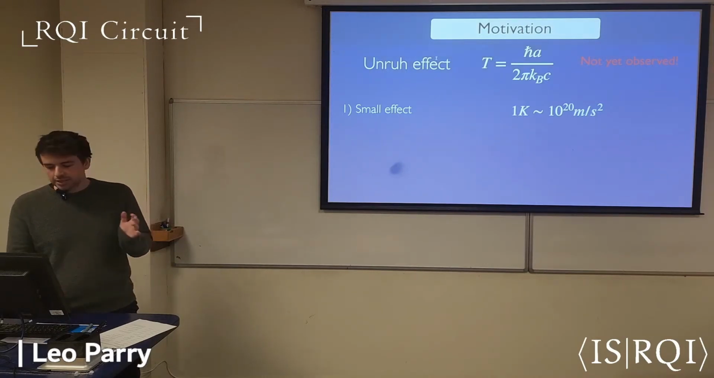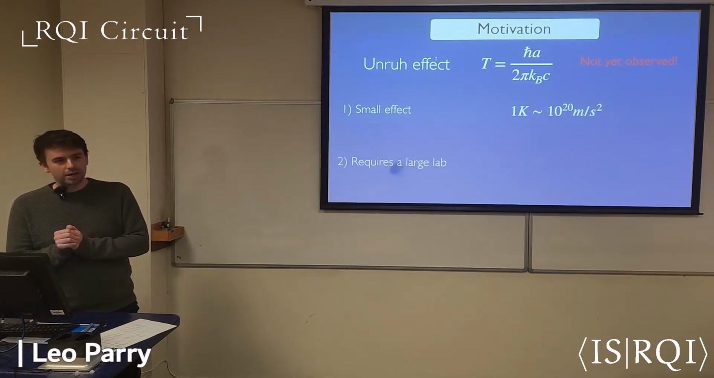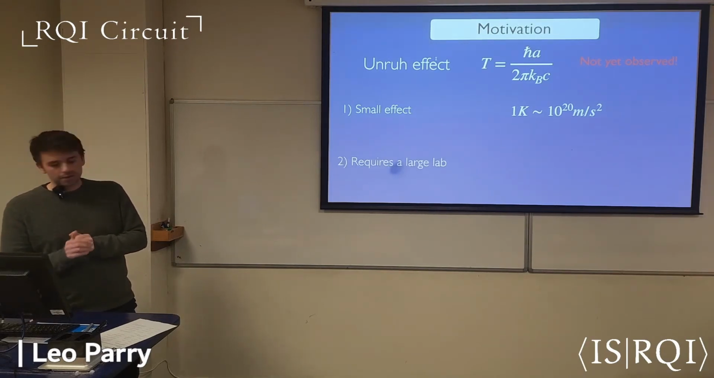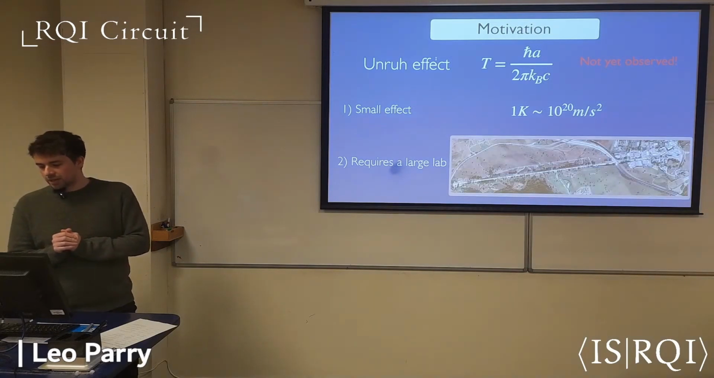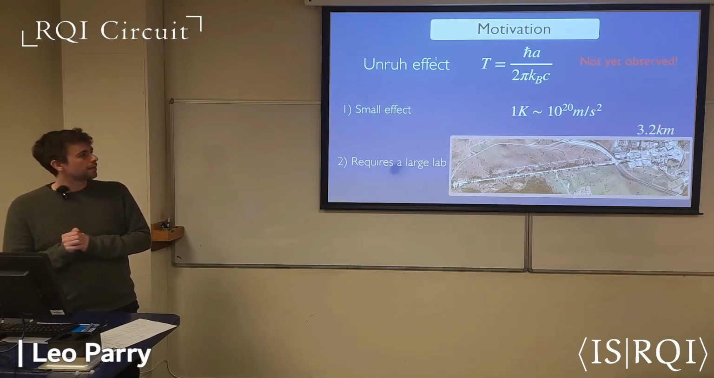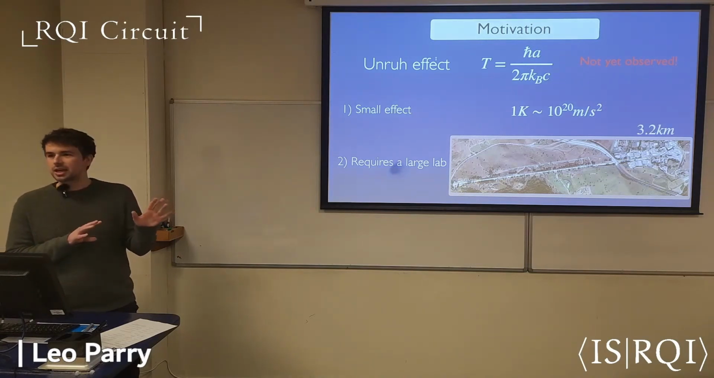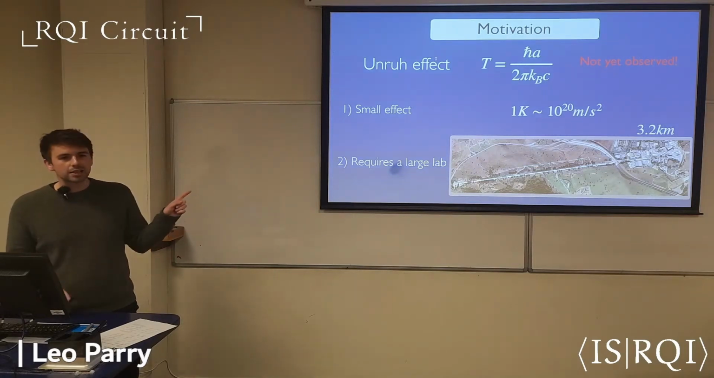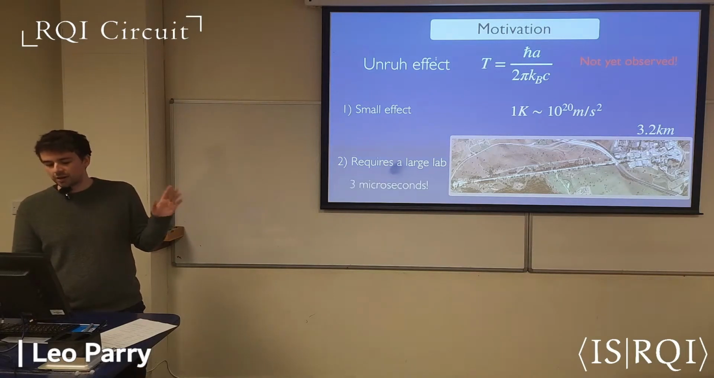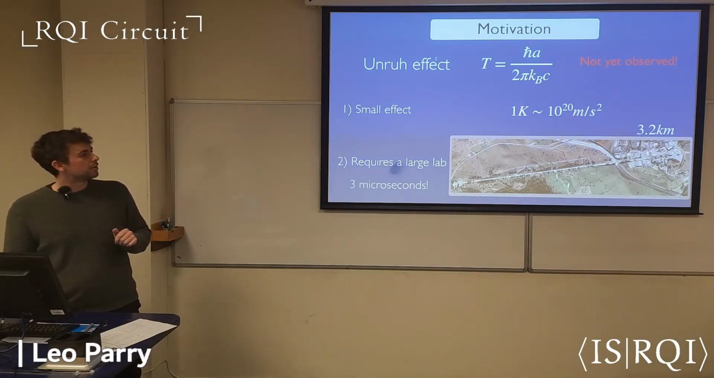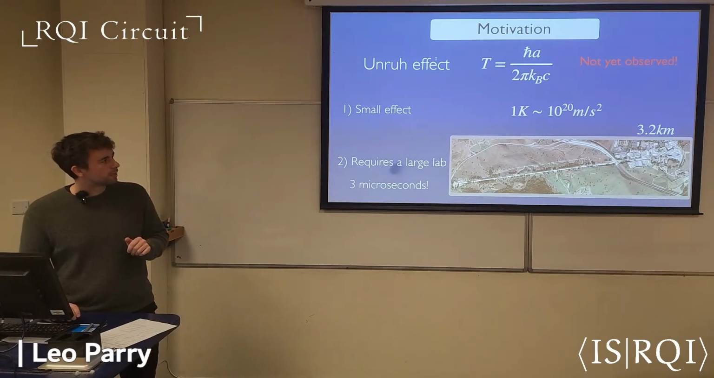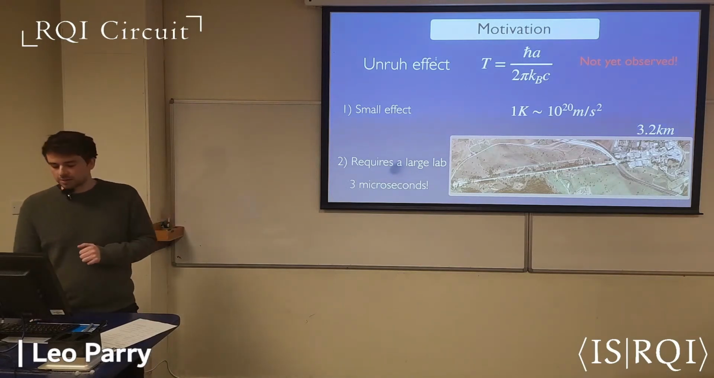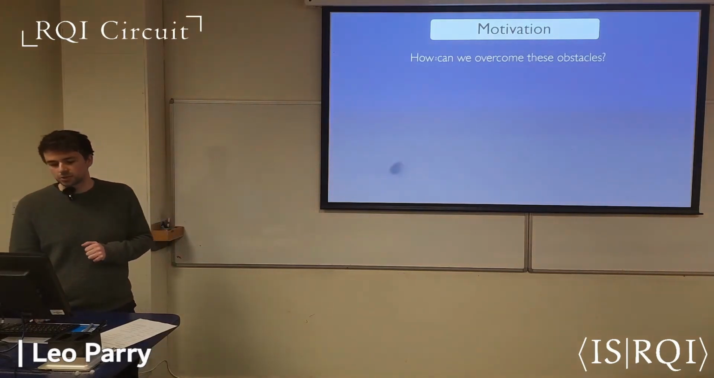The second reason is that it requires a very large lab. So here I have a picture of the Stanford Linear Accelerator, which is around 3.2 kilometers long. So if we had a system that was accelerating at 10 to the 20 meters per second squared, it would travel the length of this accelerator in around 3 microseconds. So it's a small effect and it requires a large lab. So how do we overcome these obstacles?